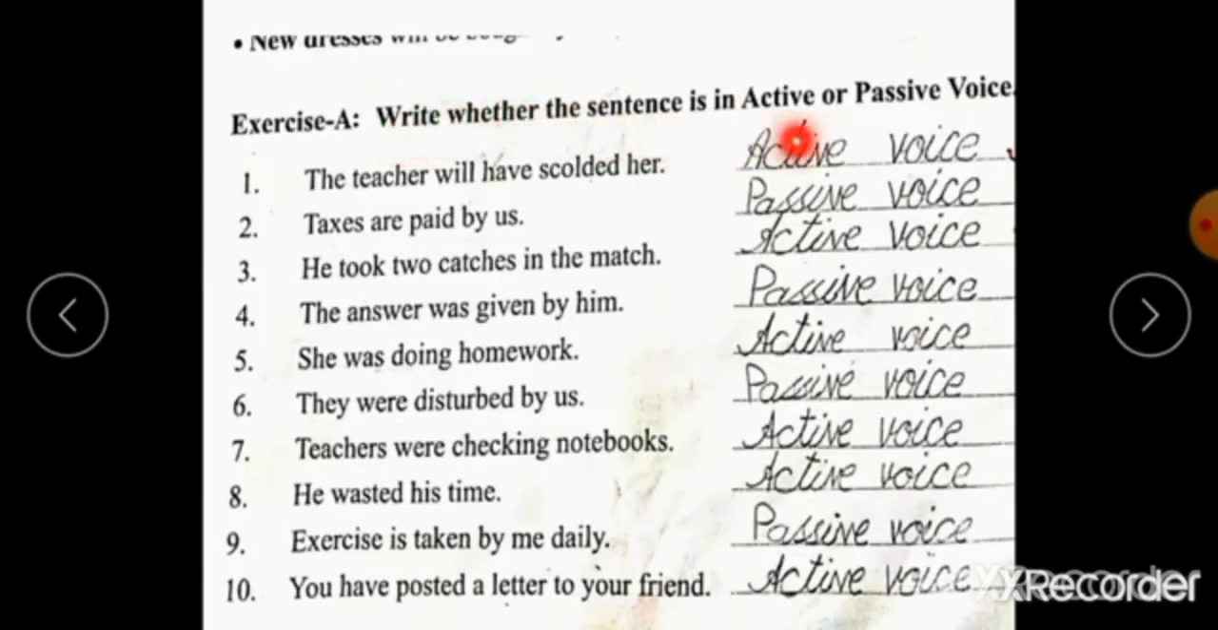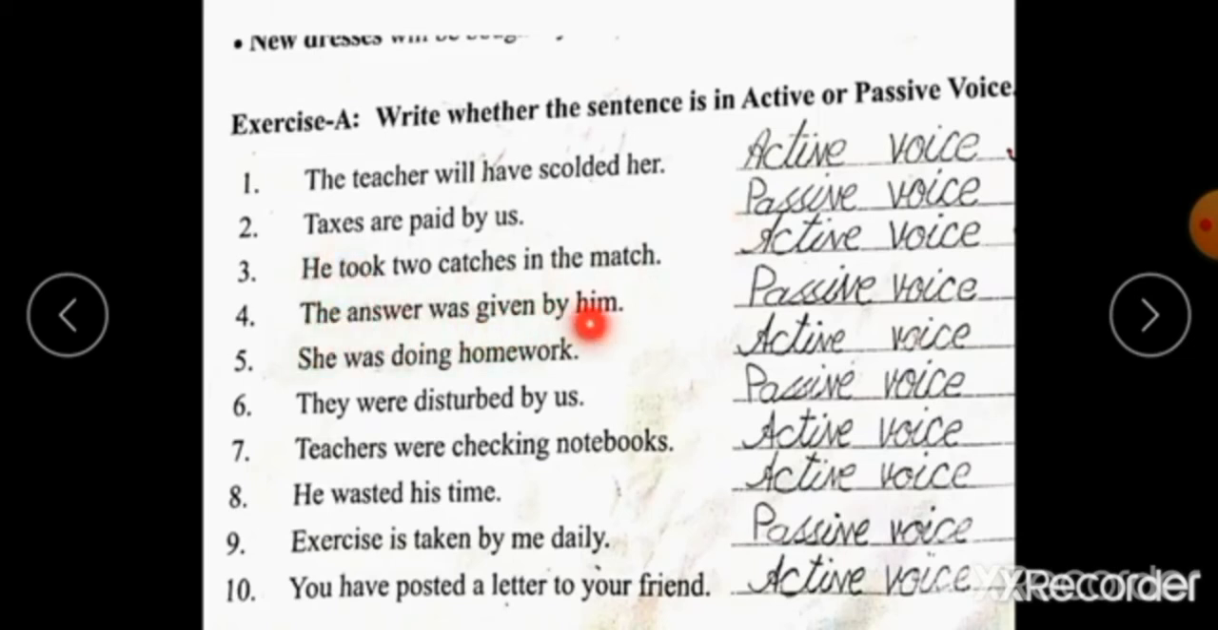Write whether the sentence is in active or passive voice. The teacher will have scolded her. It is active voice. Taxes are paid by us, passive voice. He took 2 catches in the match, active voice. Students, from the structure we will easily know that whether it is active or passive.